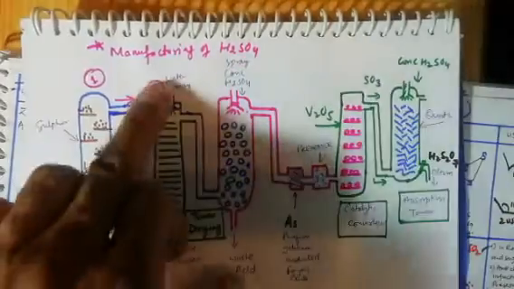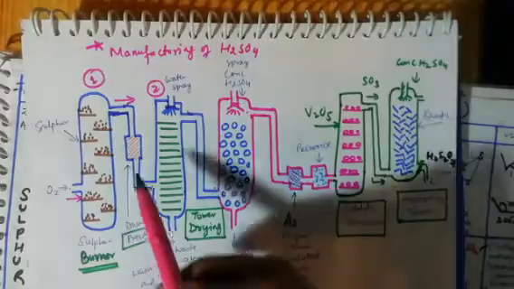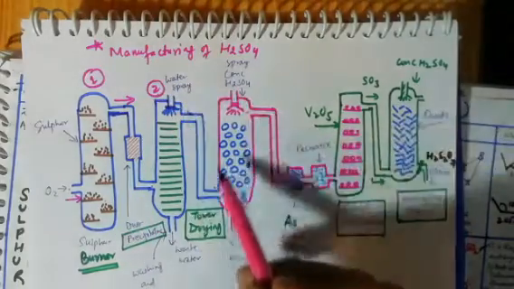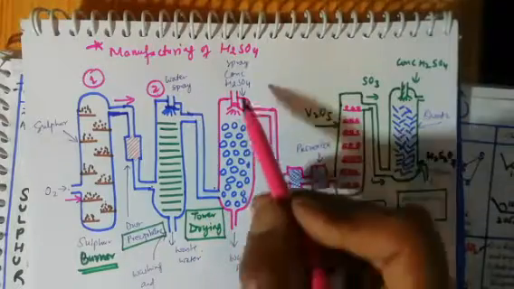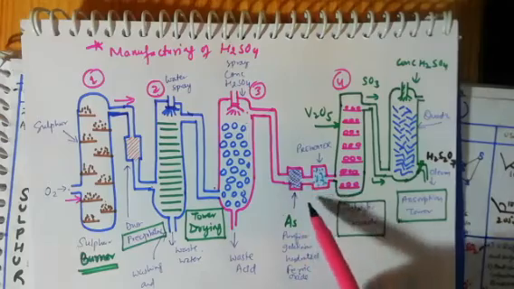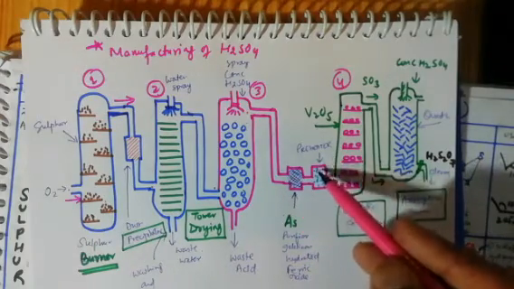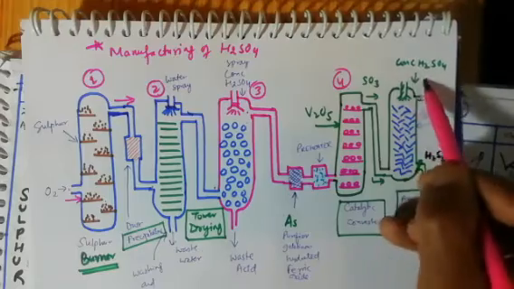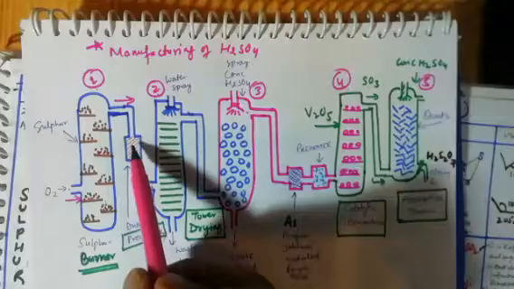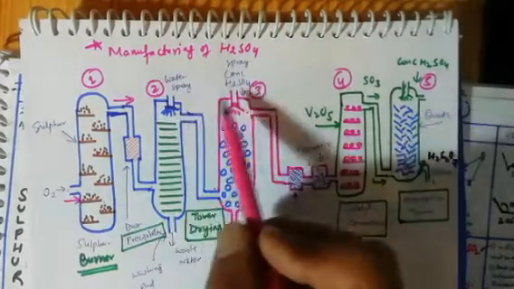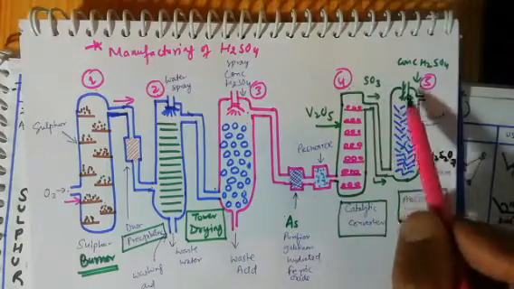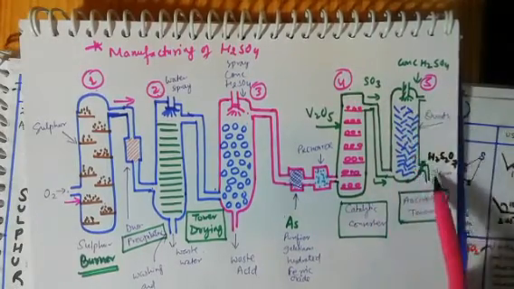Between chamber 1 and chamber 2, there is a dust precipitator. Between chamber 2 and chamber 3, there is nothing, it is a simple pipe. Between chamber 3 and chamber 4, there are 2: one is a purifier, the second is a preheater. Then between chamber 4 and chamber 5, there is nothing, a simple pipe. So it's clear, I think. Chambers 1 and 2, dust precipitator. Between 2 and 3, nothing. Between 3 and 4, there are 2, preheater and purifier. Between 4 and 5, there is no chamber. After 5, there is oleum.